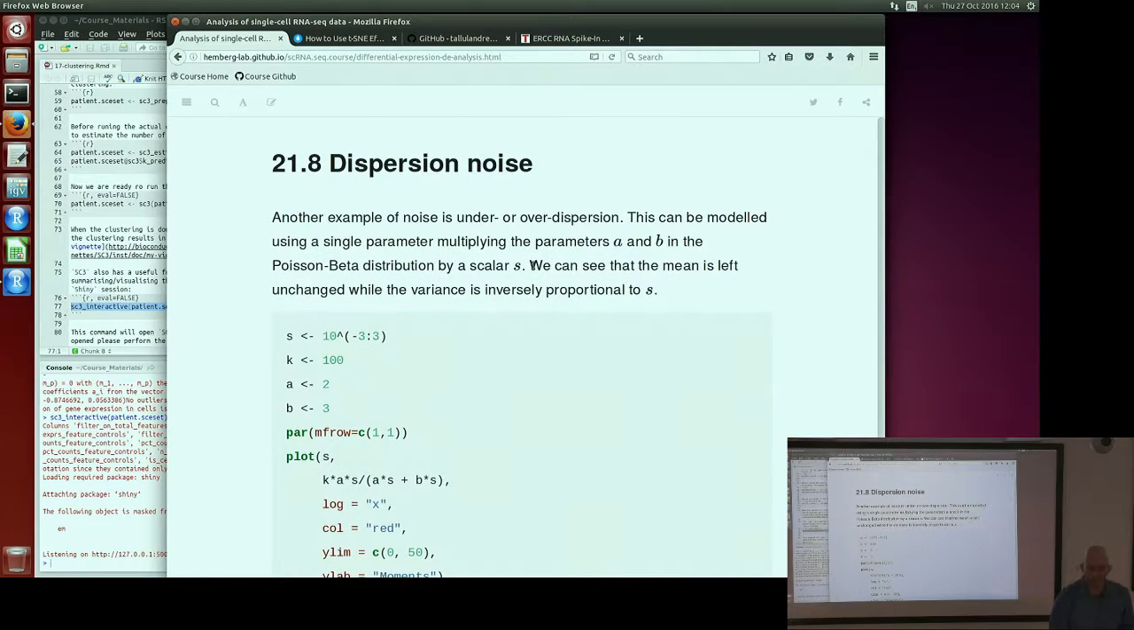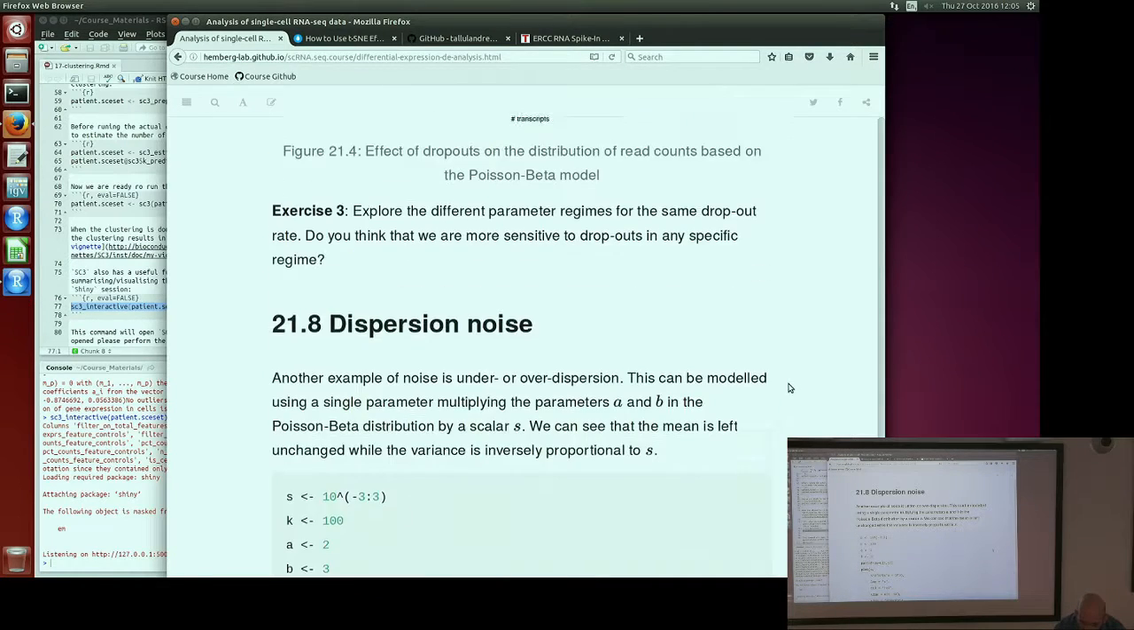Another type of noise which has been reported is what's been labeled as dispersion noise, where your distribution is typically over-dispersed compared to what you'd expect based on some analytical model. We can capture that quite easily in the Poisson-Beta distribution by introducing an additional variable, which we're calling S, by which both the parameters alpha and beta are multiplied.